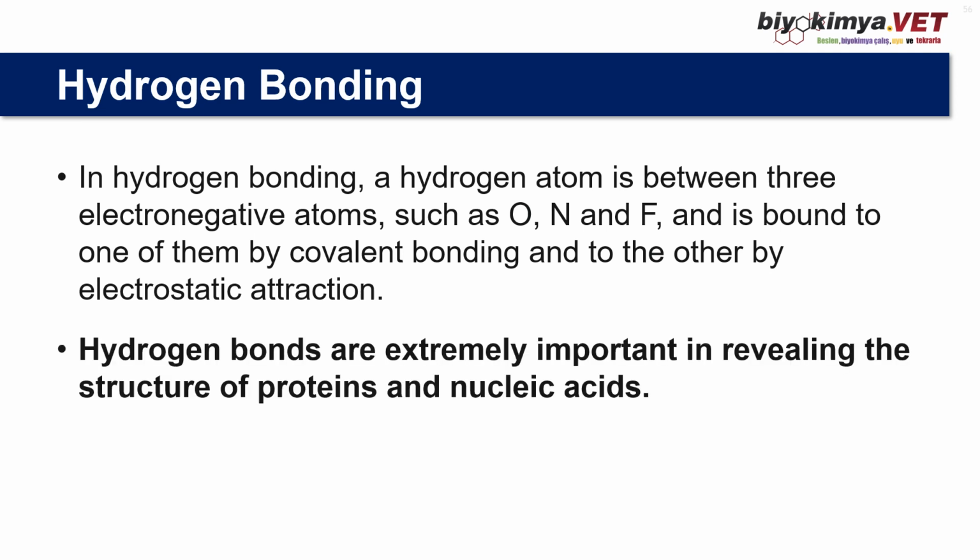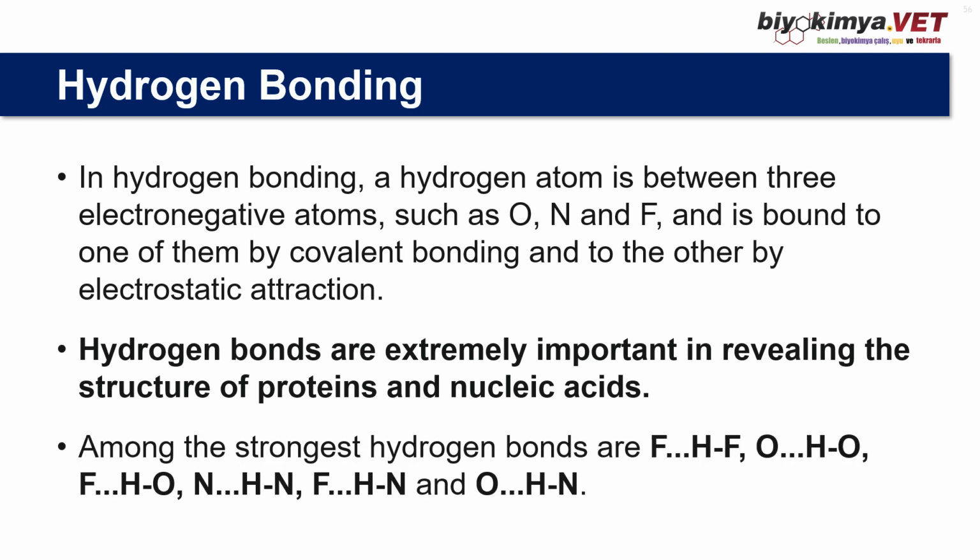Hydrogen bonds are extremely important in revealing the structure of proteins and nucleic acids. For example, the strands forming the famous double helix of DNA are held together by hydrogen bonds, or the hydrogen bonds formed between amino acids are important for peptide chains to acquire their characteristic molecular shapes, especially the secondary structures.